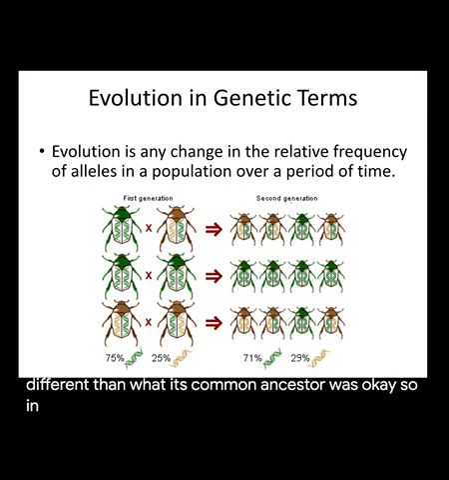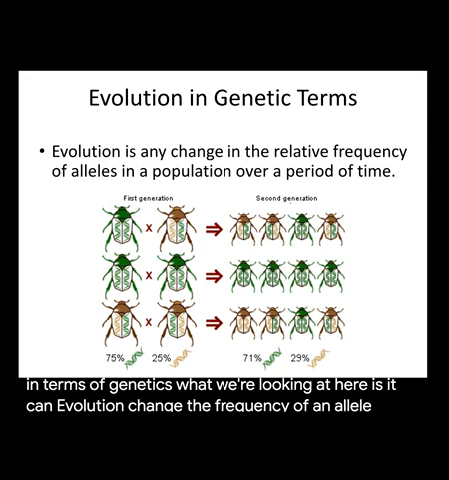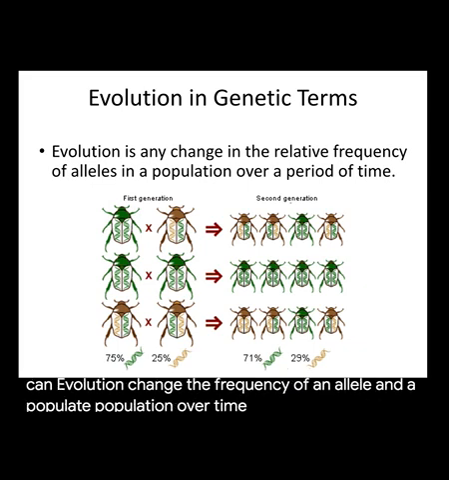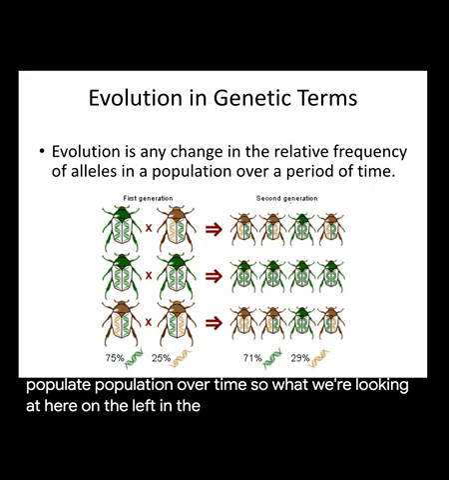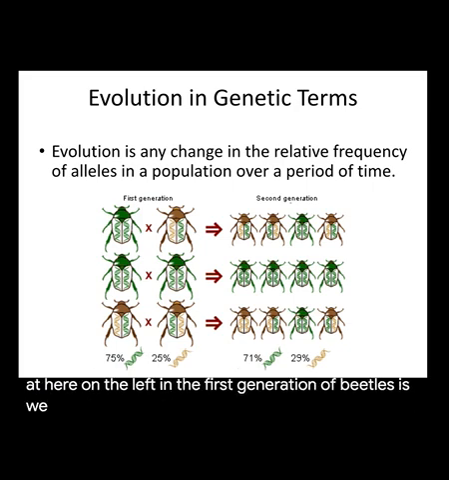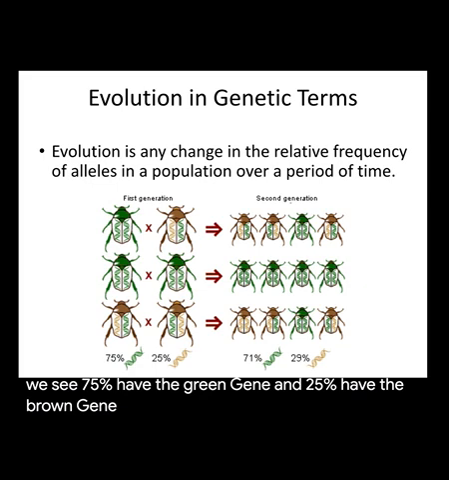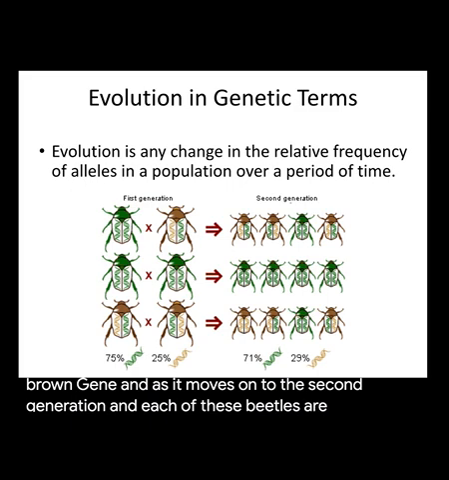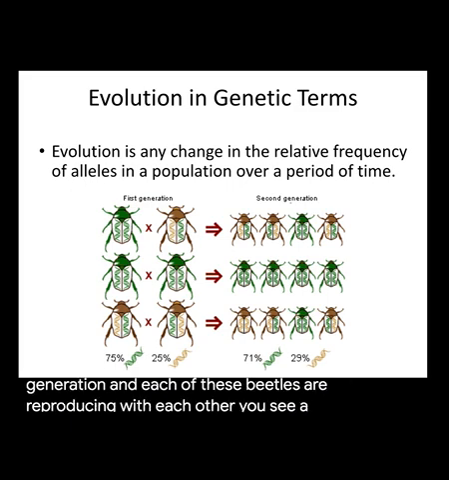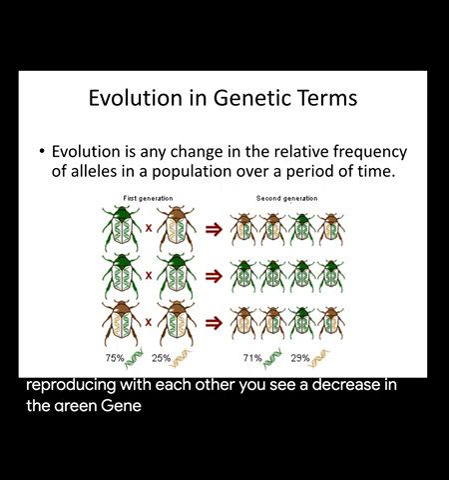Okay, so in terms of genetics, what we're looking at here is, can evolution change the frequency of an allele in a population over time? On the left, in the first generation of beetles, we see 75% have the green gene and 25% have the brown gene. As it moves on to the second generation and these beetles reproduce with each other, you see a decrease in the green gene and an increase in the brown gene.